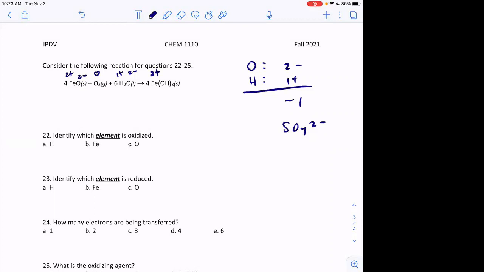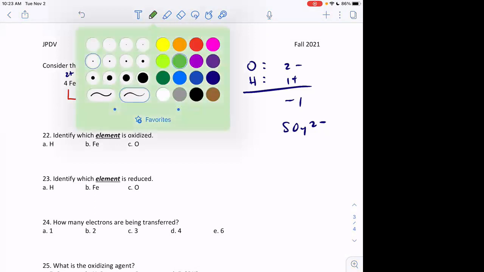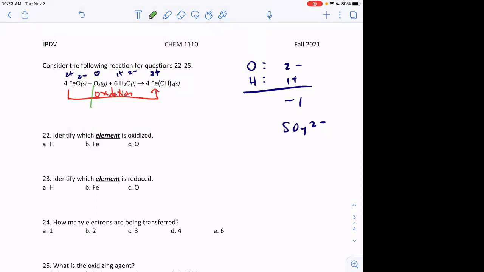So now you've identified that iron has gone from 2 plus to 3 plus. What is that? Oxidation or reduction? Oxidation. Reduction is the decrease in the oxidation number. This is increasing from 2 plus to 3 plus. So it's oxidation. Hydrogen hasn't changed, right? It's still +1 on both sides. We recognize that oxygen has gone from 0 to -2. So that's been reduced.